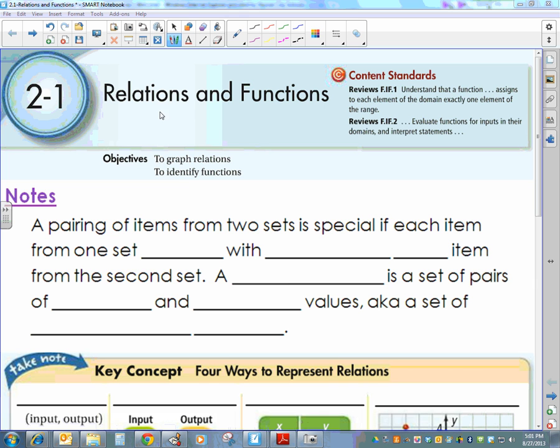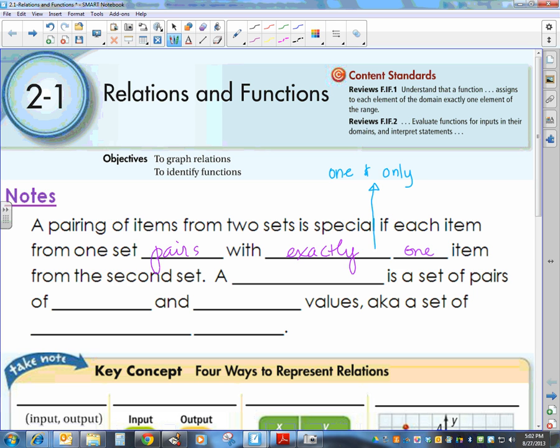Today we're going to talk about relations and functions, specifically how to graph relations and how to identify functions. To start off, remember that a pairing of items from two sets is special if each item from one set pairs with exactly one item from the second set. And in case you are not aware, when you see the phrase "exactly one" in math, that means one and only one, not two, not three. It has to be one.